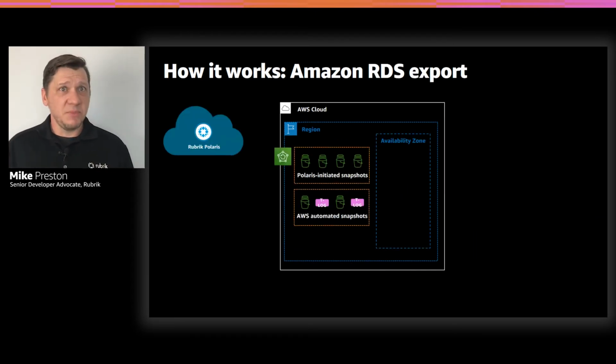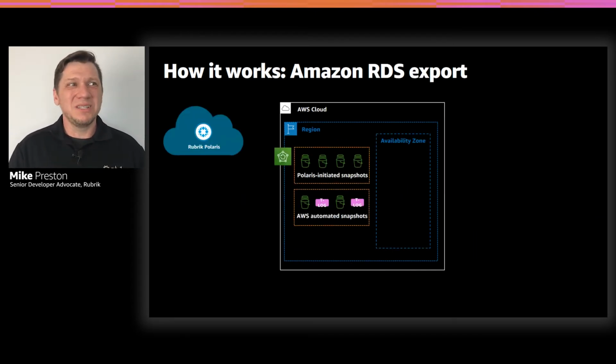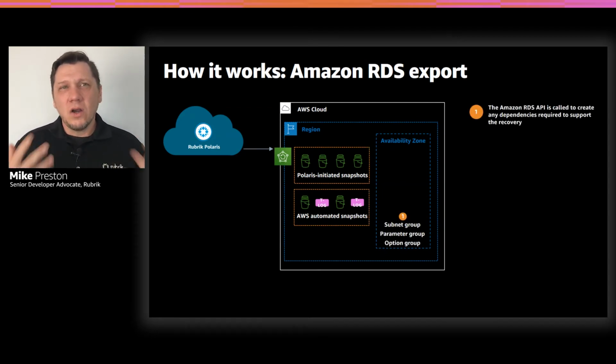Now let's look at the same thing, same deal. We're going to move along, do RDS. So let's look at what happens here. The first thing that happens is RDS APIs will get called in order to create all of the dependencies that we might have for a recovery. So during the recovery wizard, we can do things like create new subnet groups or select different option groups. So basically, we're going to create all of those prerequisites in order to have a successful recovery first.